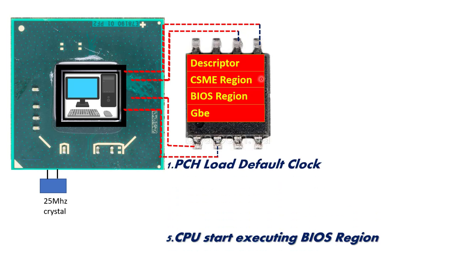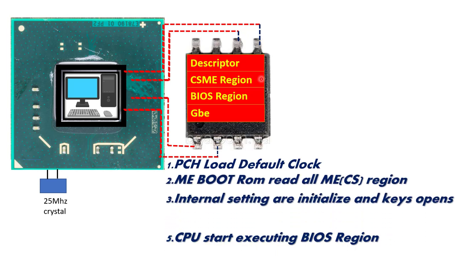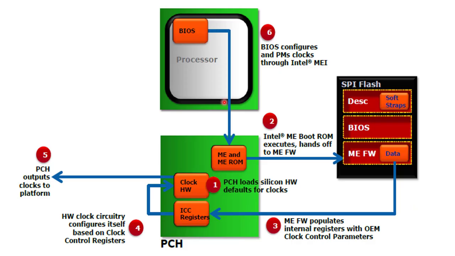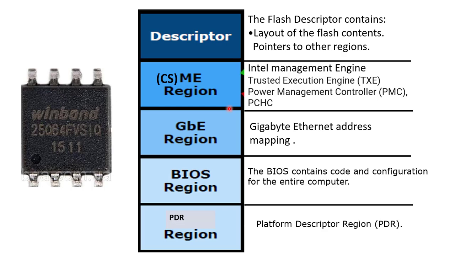Okay, so this is how the BIOS works. First, when we start the computer and all the power rails get stable, the PCH loads the clock. When the CPU and PCH have loaded the clocks, it first reads the ME region, where it checks all the parameters. If all the parameters are okay, it goes to the next stage, where it initializes all the keys, opens all the locks, and generates all the clocks, and then the CPU starts executing the BIOS region.